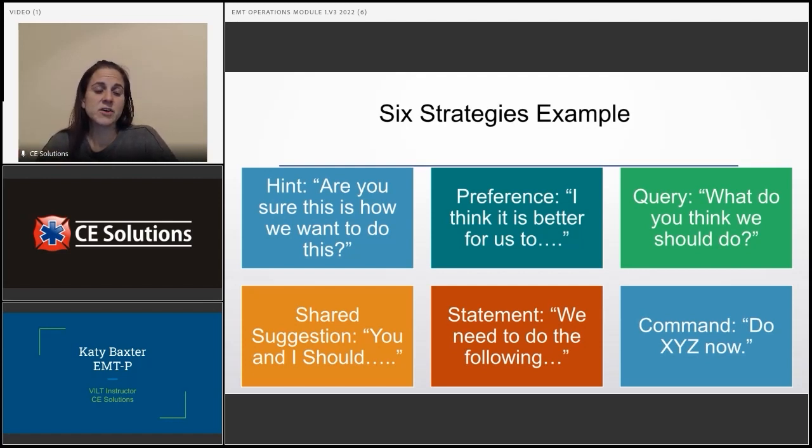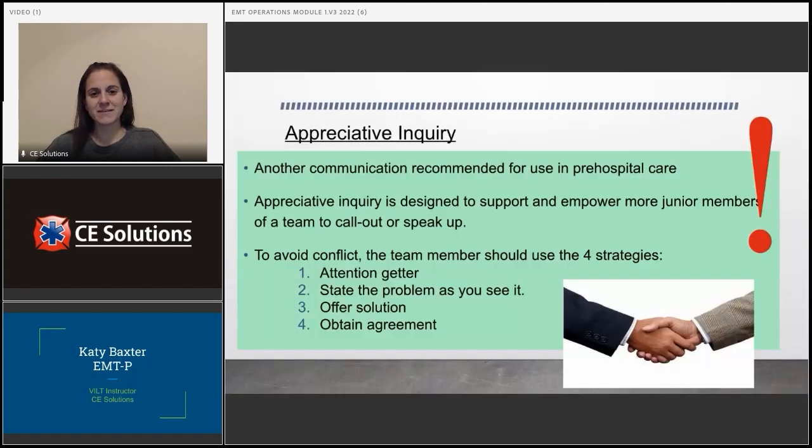Shared suggestions: you and I should. Statements are, we need to do the following. I am a bigger person on statements and commands when I am leading a call. And that command is going to be, do this now. And it doesn't have to be mean. I need you to give me an IV. That's it. So I know that command has some negative feeling with it, but none of this is meant to be in that way.